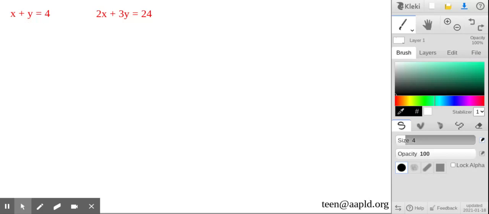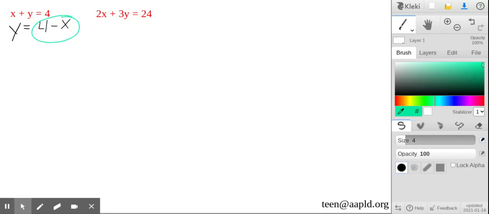Okay, so the first thing that we want to do is get one variable by itself. Now, most people will solve for y, but it doesn't matter. You can solve for x or y. I'm going to solve for y today, so what I'm going to do is subtract x from both sides, so that now we get y equals 4 minus x. This, believe it or not, is already our first step out of the way.